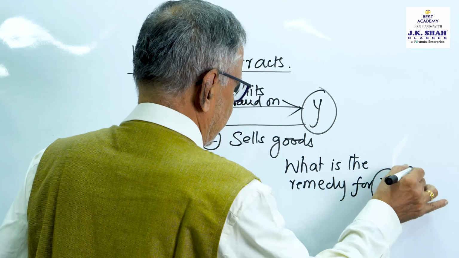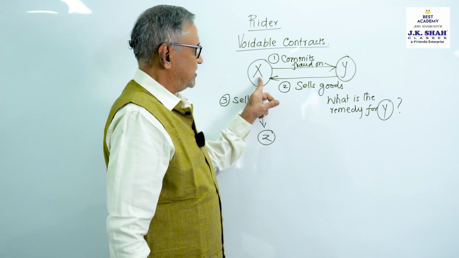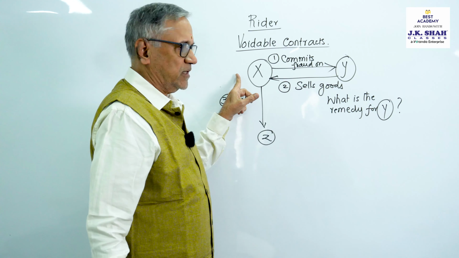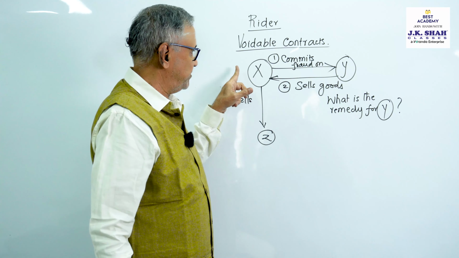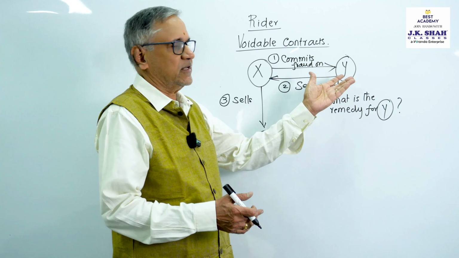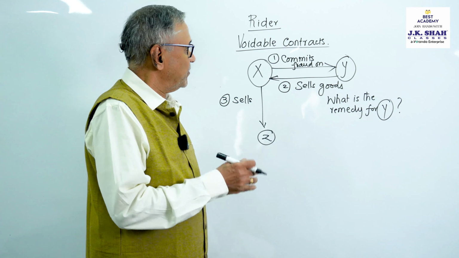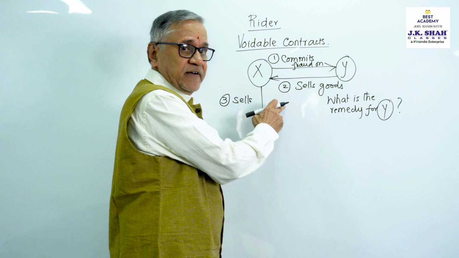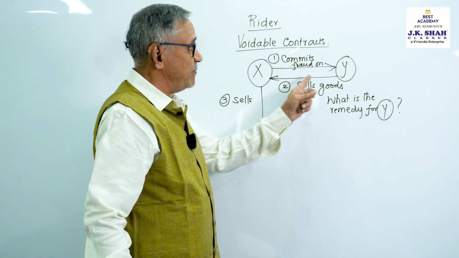This is the question. Now, X has committed fraud on Y, and in the second step, Y has sold the goods. Later on, in the third step, X has sold the goods to Z. Now, the question is, what is the remedy for Y? If you carefully observe, there is a hidden step between the first and second step that is not mentioned in the problem.